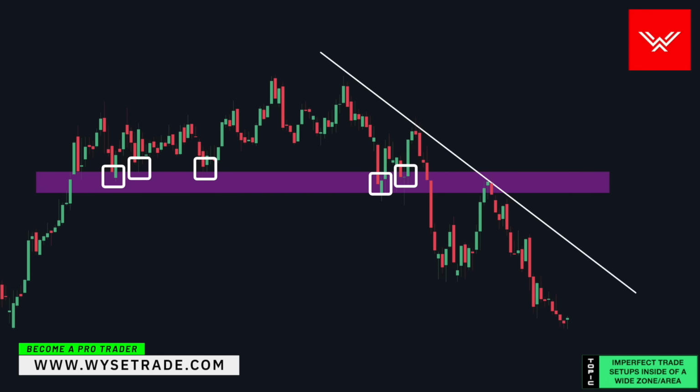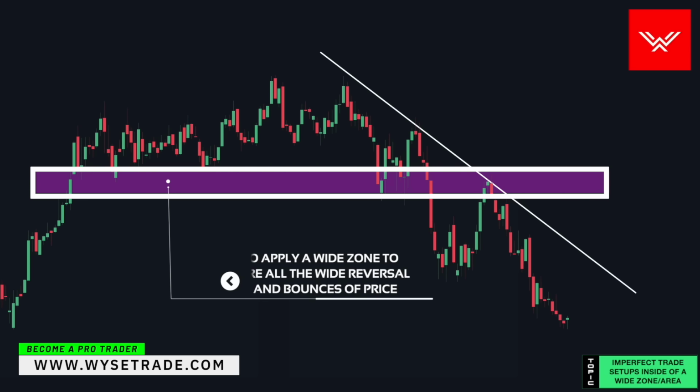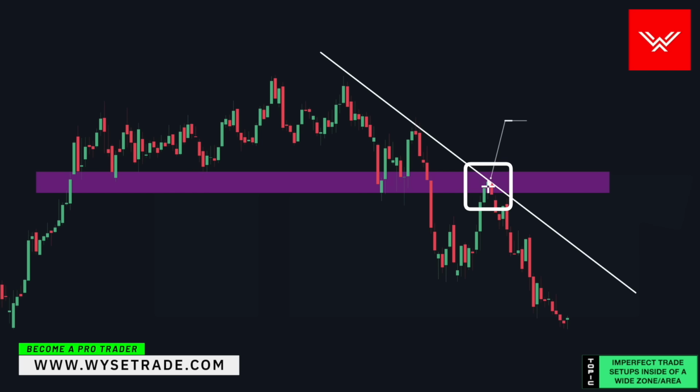These reversal points occur in a wide general area, which then requires a wide zone to be applied like this. This here is your short trade setup because of the following factors.